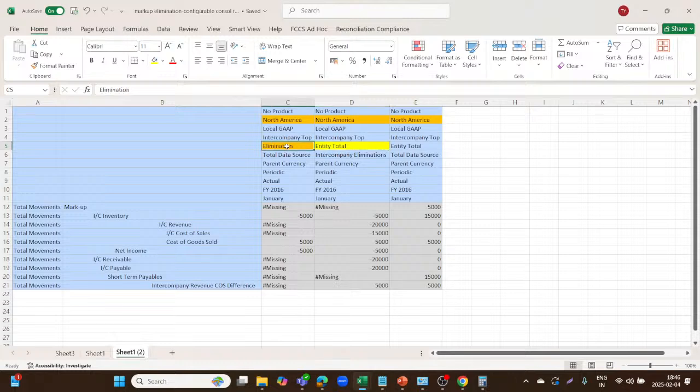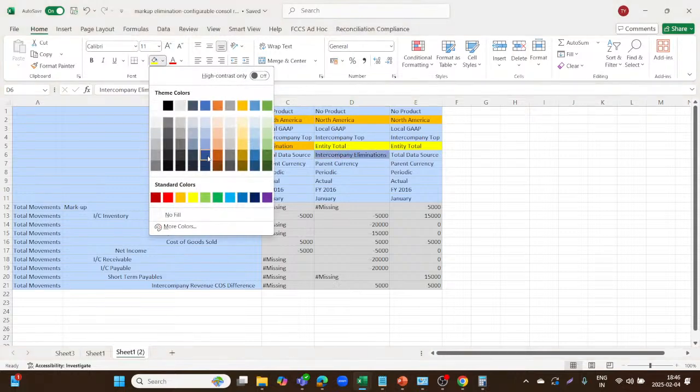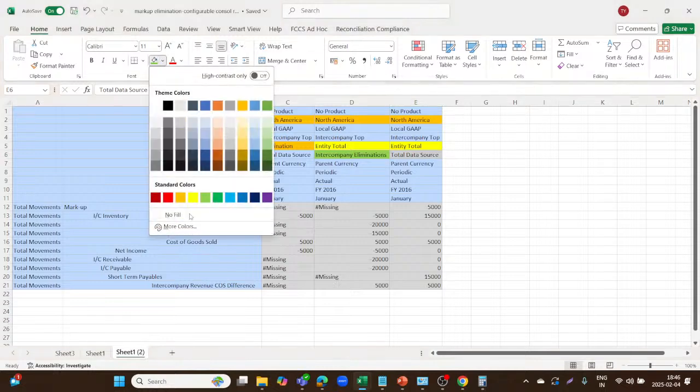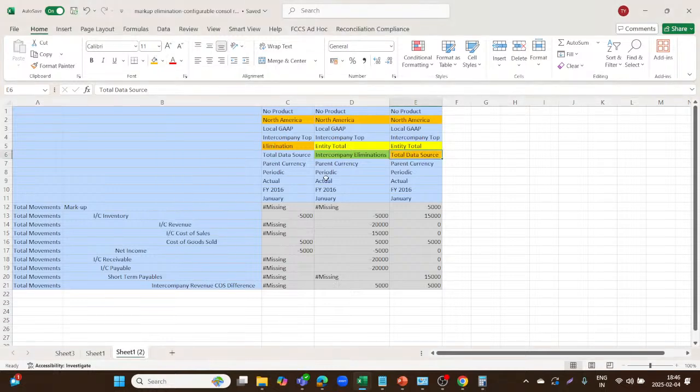What elimination needs to be done, you'll get in the C column. What is the entity total, you'll get here. So till now these two are the same for North America. Now the difference between D and E is that here you will get intercompany eliminations, but here you will get the total data source, that is the sum total. Everything is checked at the parent currency, because the data set we have set for currencies is entity currency as parent currency, and for FY16 Jan periodic actual remaining is the same, and movement I have picked as total movement, and all the accounts are there.